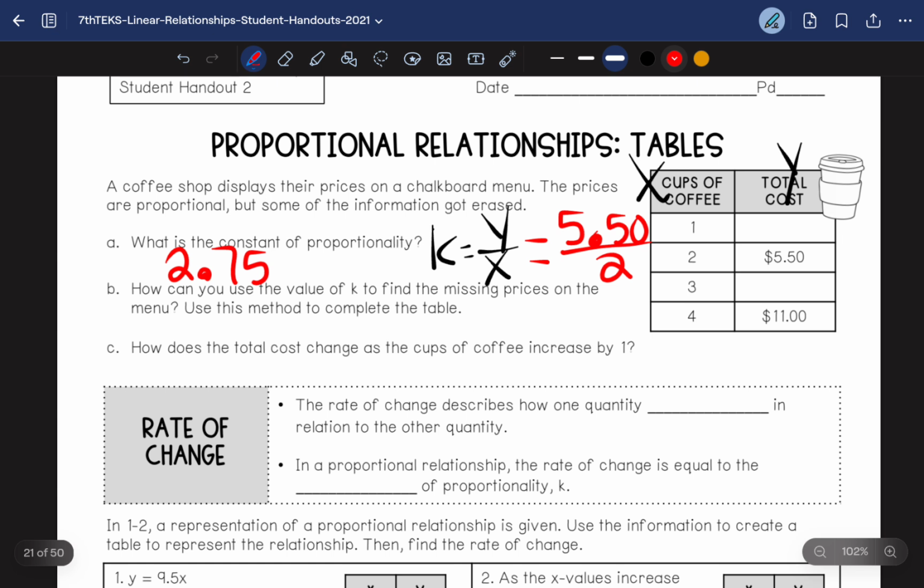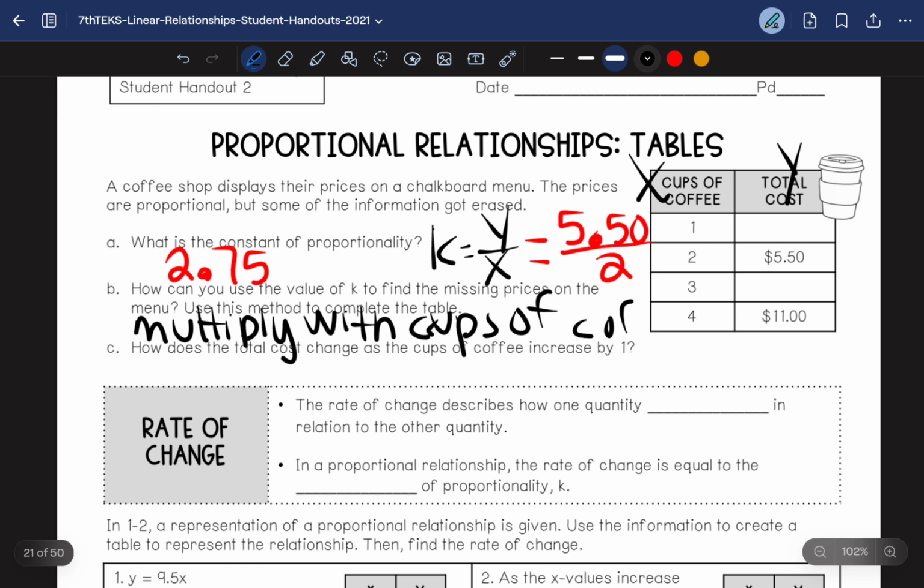Part B. How can you use the value of K to find the missing prices on the menu? Use this method to complete the table. Well, I know that when I had to find my constant of proportionality, I had to divide. And since I have all of my X values, I just have to multiply. So I'm going to multiply with cups of coffee.